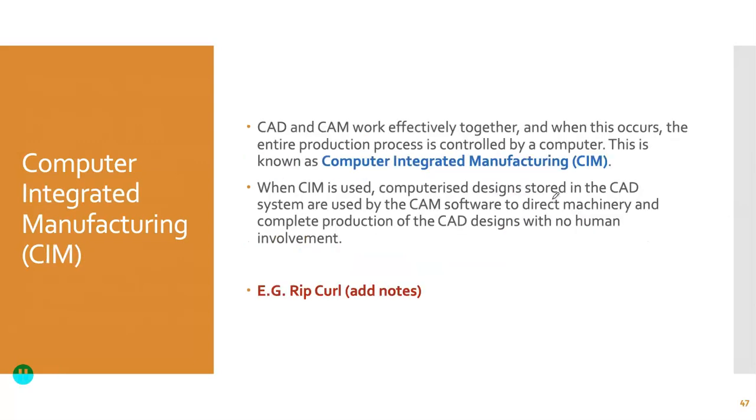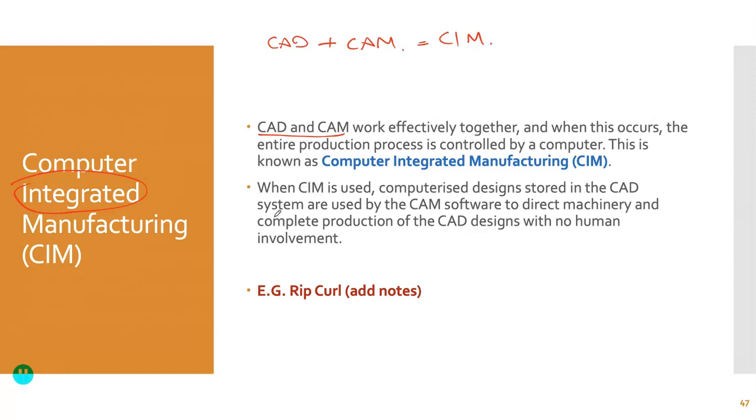And if we add these together, we have something called computer integrated manufacturing. And this is where we use CAD, computer-aided design, and CAM, computer-aided manufacturing, to get computer integrated manufacturing. This is where CAD and CAM work together, and when this occurs, essentially the entire production process is controlled by a computer.